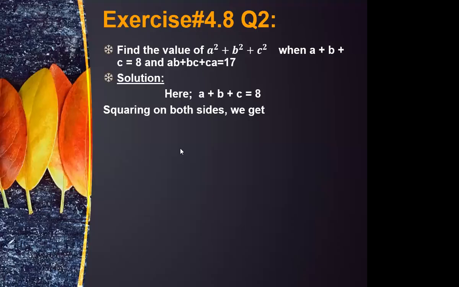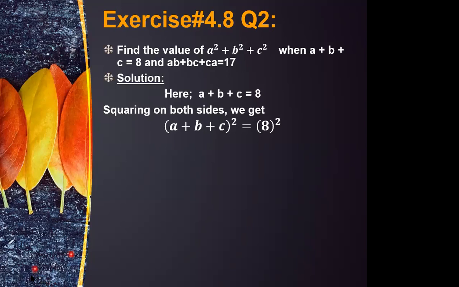Now what you have to do, you have to take the square on both sides. So what will be the square? a plus b plus c whole square is equal to 8 whole square. Now as you can see, what you have here is a plus b plus c whole square, and on the right side you have the square of 8.